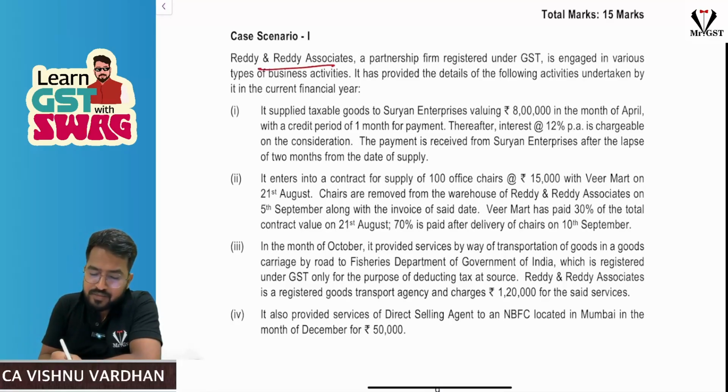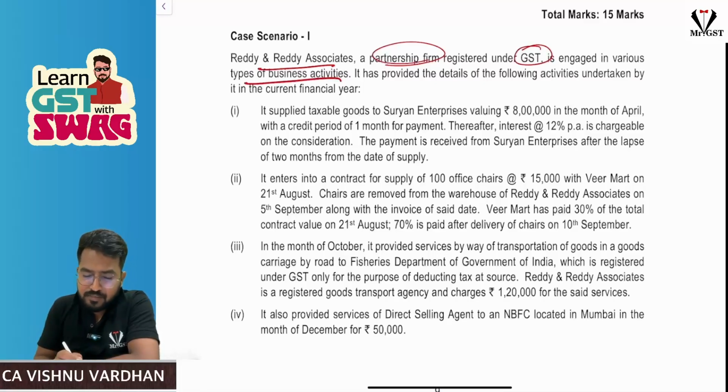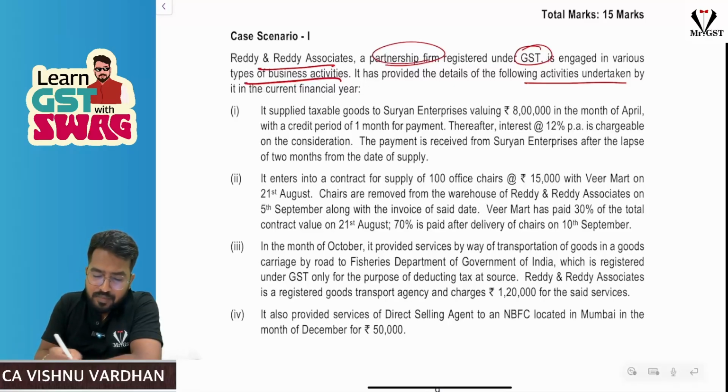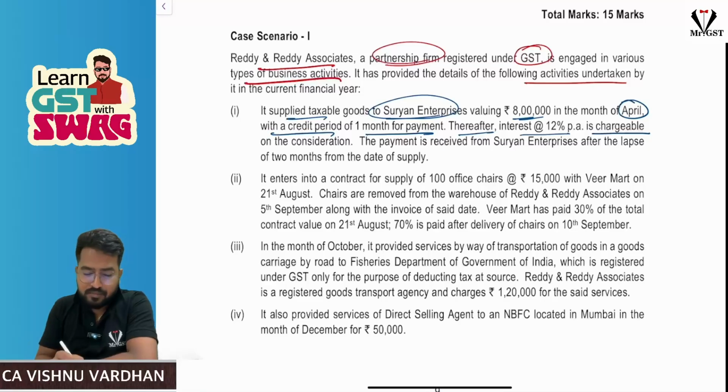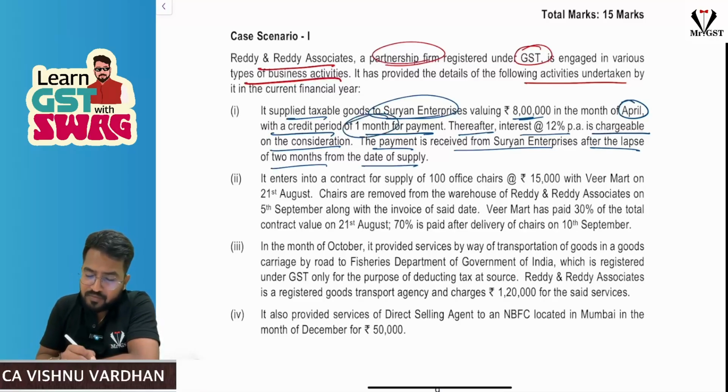Now, Reddy and Reddy Associates is a partnership firm registered under GST, and it is in various types of business activities. The following activities are undertaken. Supplied taxable goods to Suryan Enterprises, value 8 lakh, in the month of April with a credit period of 1 month for payment. Thereafter, interest at 12% per annum is chargeable on the consideration. The payment is received from Suryan Enterprises after the lapse of 2 months from the date of supply. They said credit period 1 month for payment. Thereafter, interest 12% per annum is chargeable on the consideration.